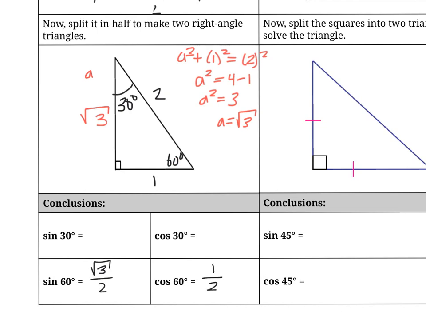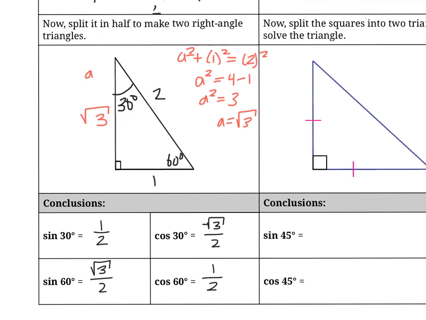What about the sine of 30? Well, here's our 30 degrees, here is our opposite, and here's hypotenuse. So our sine would be opposite over hypotenuse, 1 over 2. And our cos of 30 would just be adjacent over hypotenuse, so root 3 over 2.